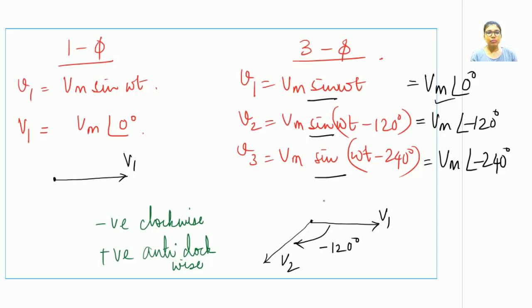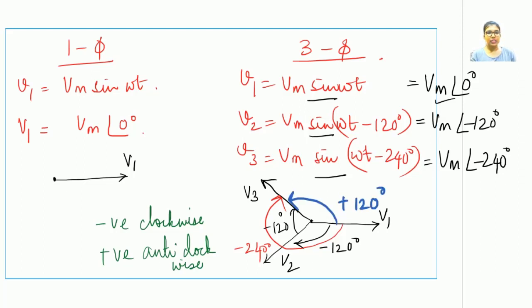What about the third waveform? It is at an angle of minus 240 degrees, or at minus 120 degrees lagging behind V2. So this is where we will be representing V3. This angle is minus 120 degrees. Together this value is minus 240 degrees. Now we have already studied one thing as well, that V3 is ahead of V1 by plus 120 degrees. That means there should be an anti-clockwise rotation as well. Now if we are moving in the anti-clockwise direction like this, this is plus 120 degrees.